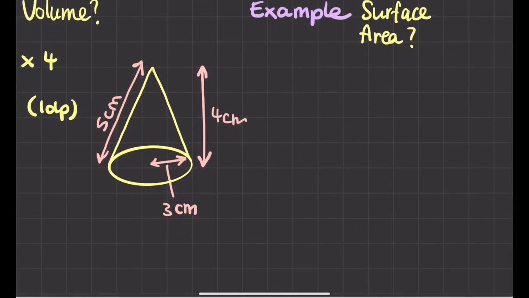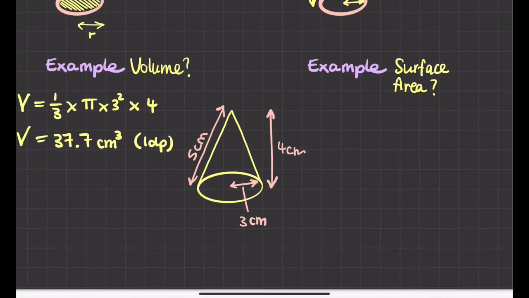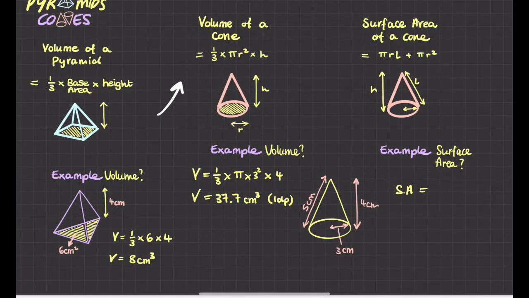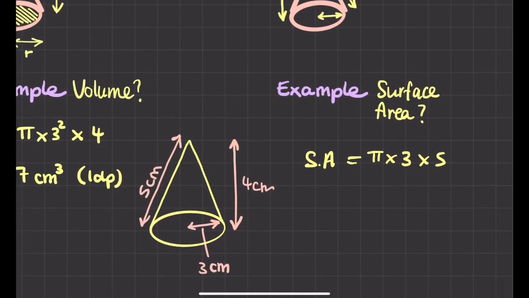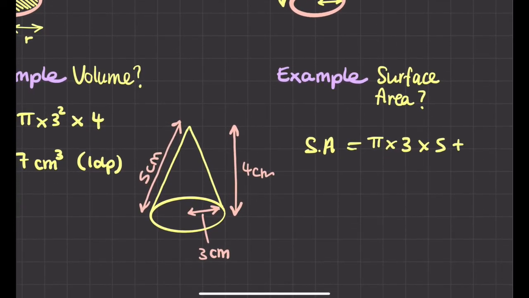So for this one here, for the same cone, I've got a slant length. So my surface area is going to be equal to, let's make sure we're using the formula properly. So it says pi times r times l. So pi times the radius, 3, times the slant length, which was 5. Okay, that's going to give me the curved surface, and then I need to add on to that pi r squared, so plus pi times 3 squared.